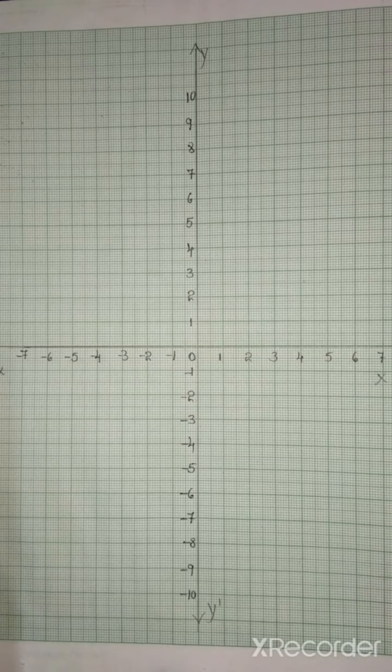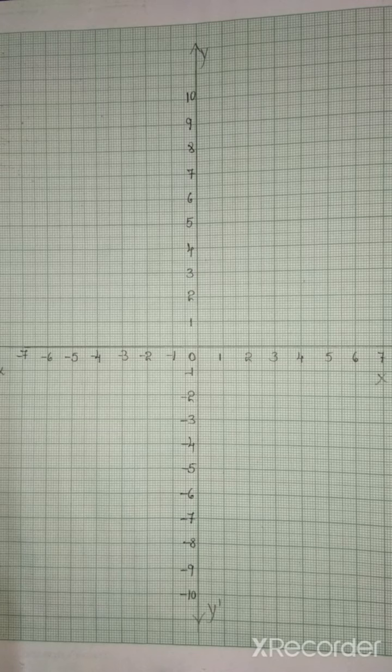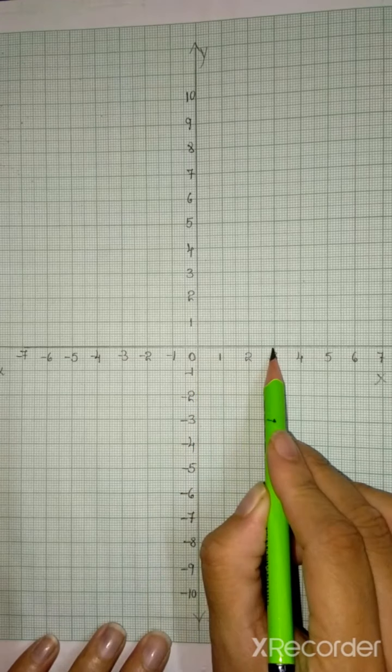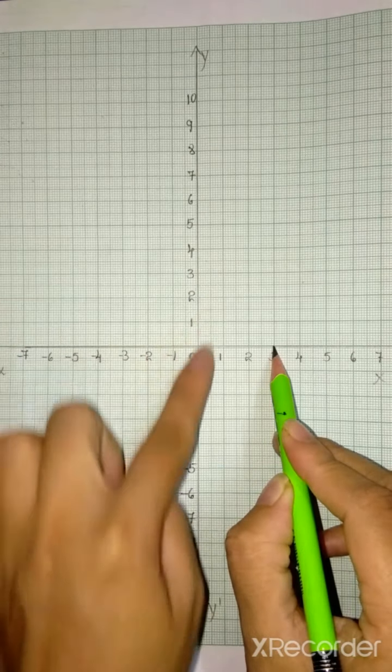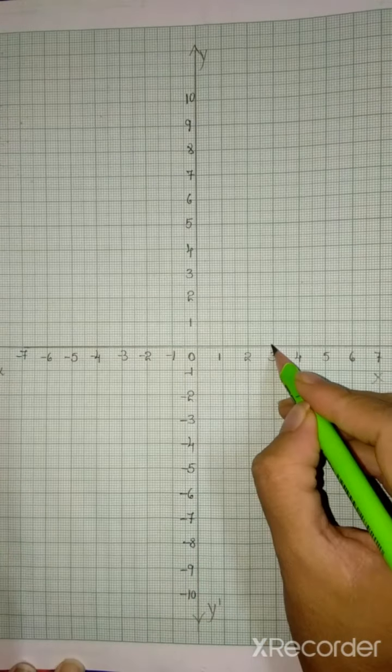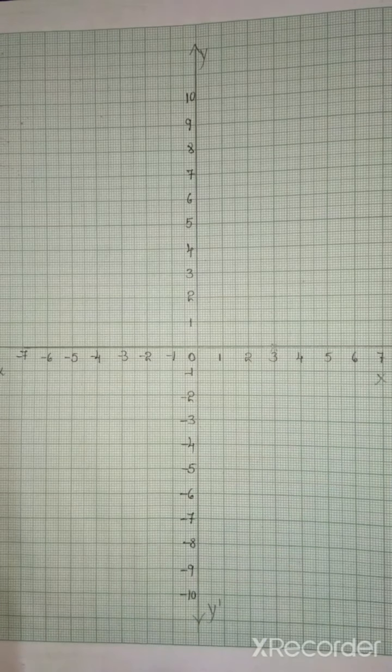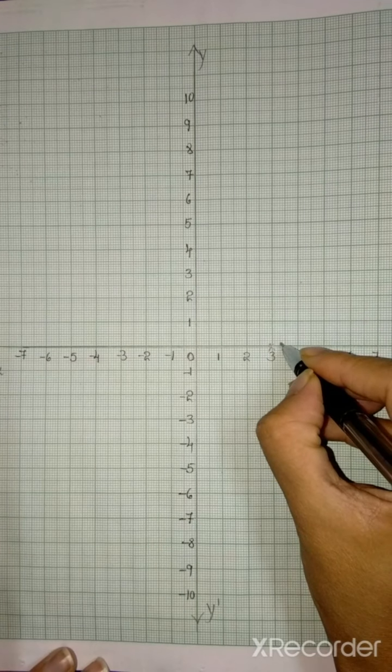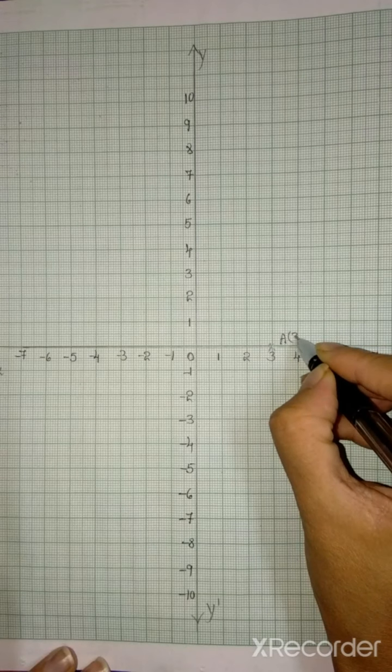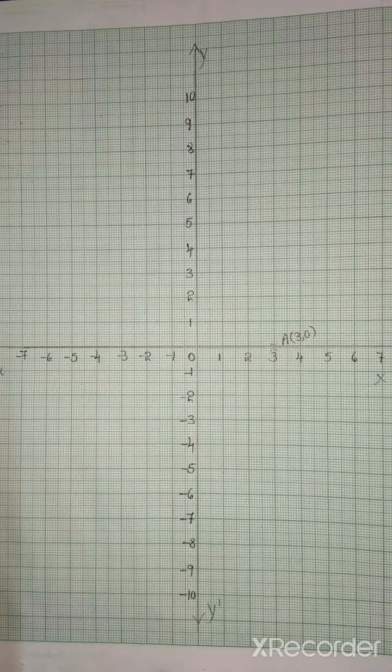So now we have to plot or mention the point in the graph. So that is point A (3, 0), x equal to 3 and y equal to 0. So x equal to 3 and y equal to 0, meaning where will that point come, on the x axis. So this is the point A, that is (3, 0).